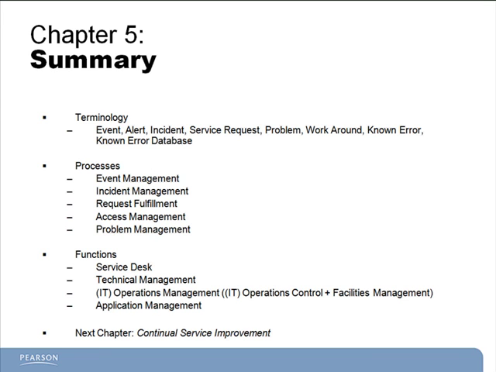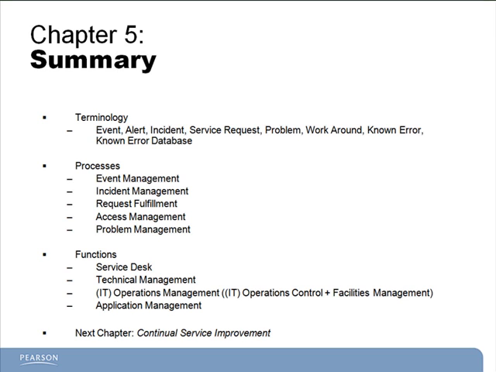We just finished up Chapter 5, which is our book on service operation. In summary, we learned a lot of new terms. We have the terms event and alert, which are associated with event management. We learned the words incident and service request, which are related to incident management and request fulfillment. And then we have problem, workaround, known error, and known error database, which are associated with the problem management process.